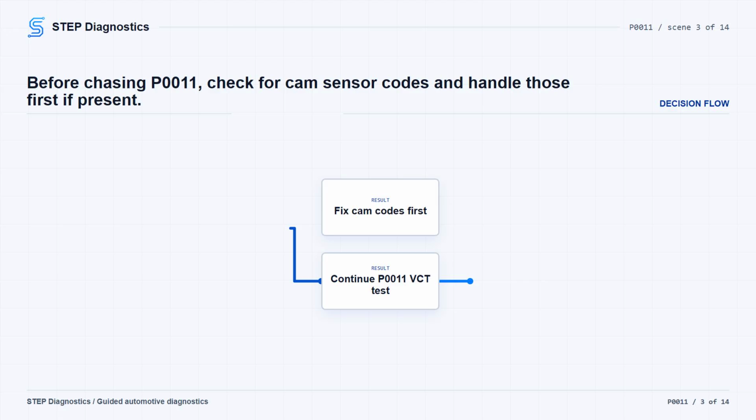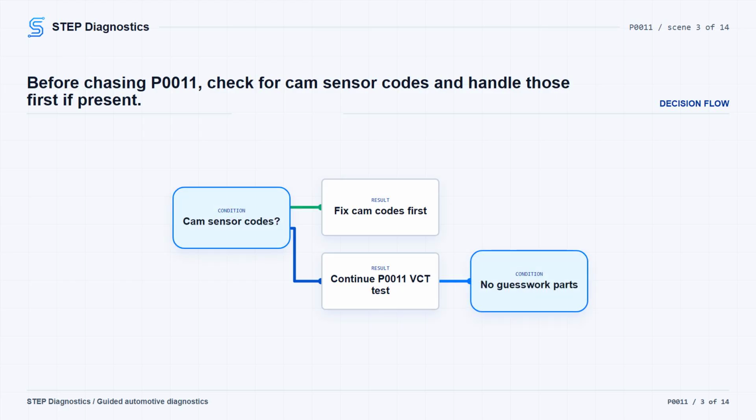Before you get deep into the P0011 VCT test, check whether any camshaft position sensor codes are present. If they are, handle those first. If there are no cam sensor codes, continue with the VCT functional diagnosis for P0011. Also, do not install parts just because the code is present. This path only calls for parts after the checks point there.